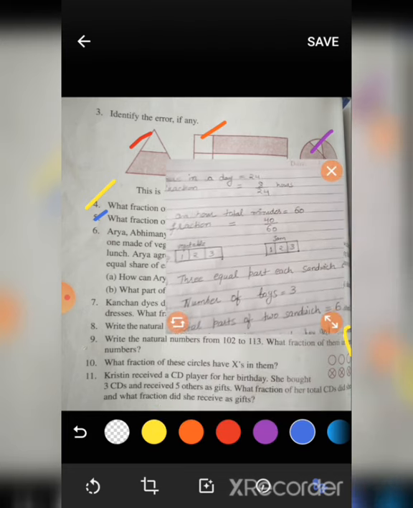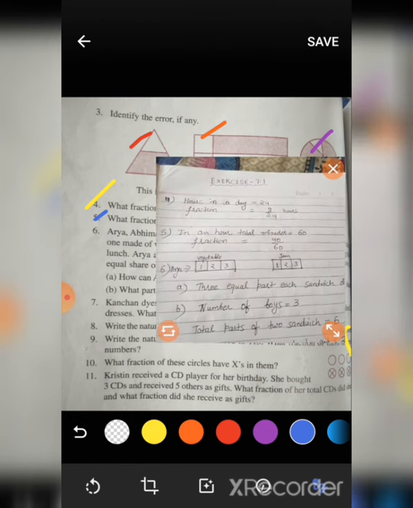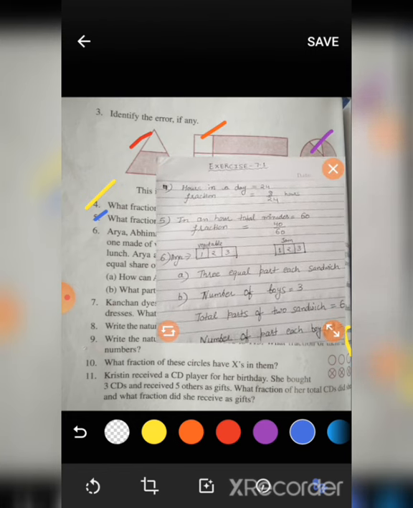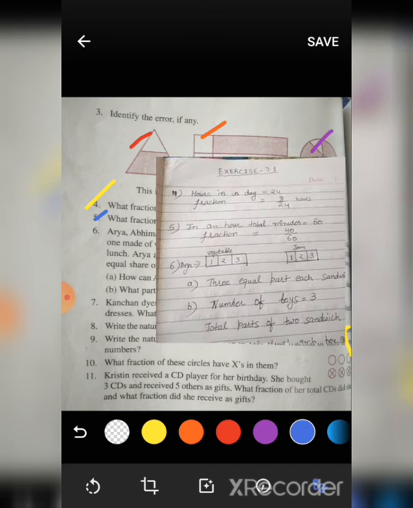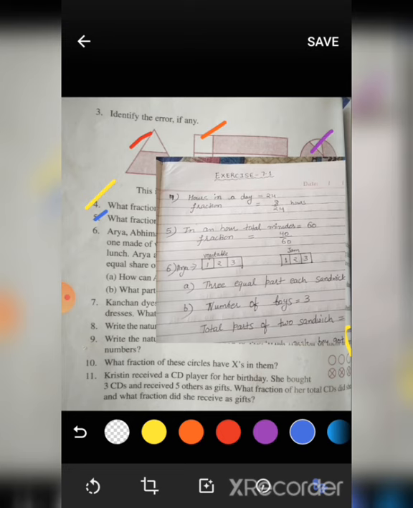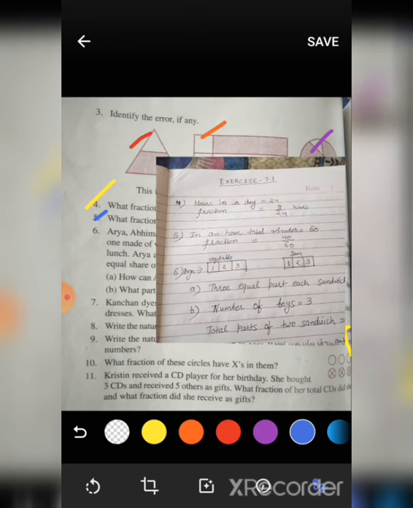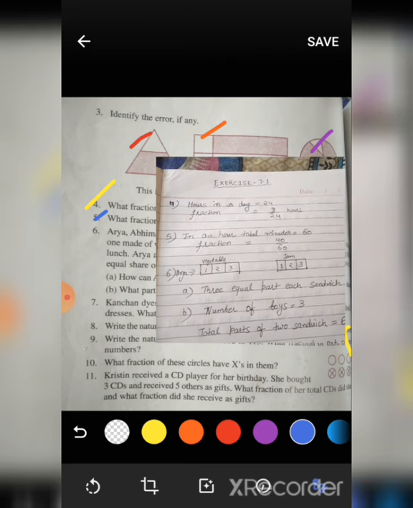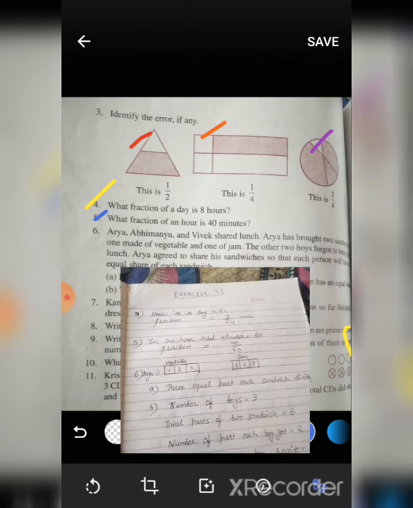See, I have done the solution for you. In an hour total minutes are 60, and you have to find out the fraction for 40 minutes. So for 40 minutes you will write 40 upon 60. So that means your answer will become 40 by 60.